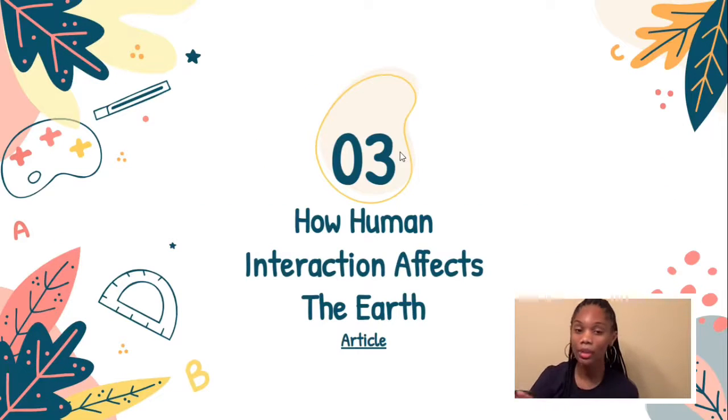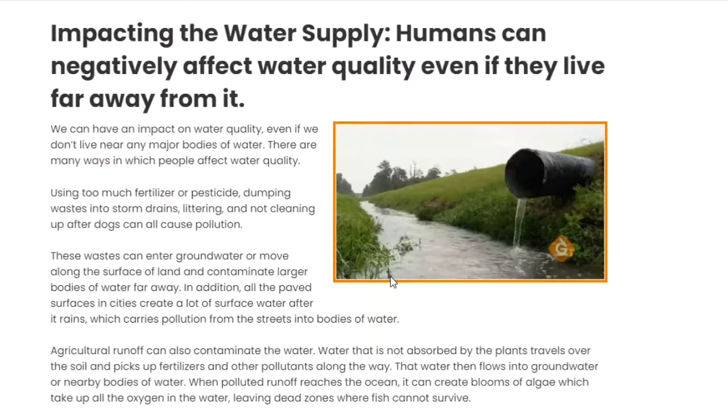All right, so how human interactions affect the earth. Impacting the water supply, humans can negatively affect water quality even if they live far away from it. We have an impact on water quality even if we don't live near any major bodies of water. There are many ways in which people affect water quality.